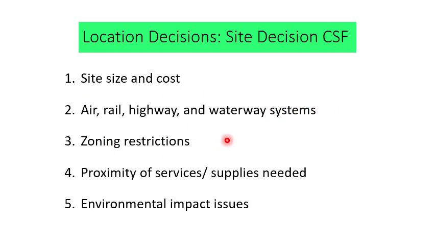Zoning restrictions: if there is a special restriction for specific sites, we need to take that as a critical success factor. And proximity of the services or supplies needed. This is also another issue. We need to be near to our supplies and services. Environmental impact is also considered as a critical success factor.